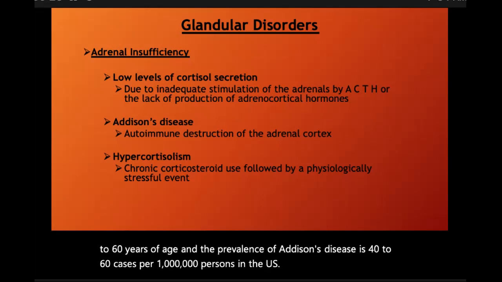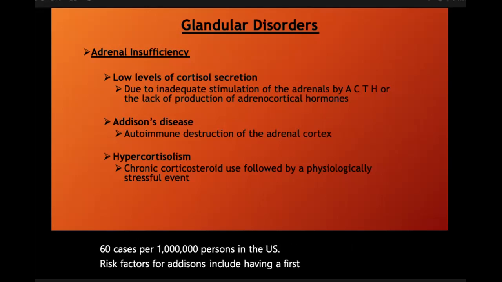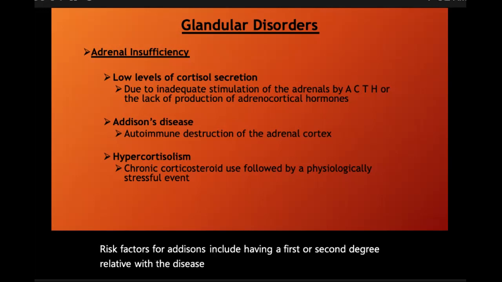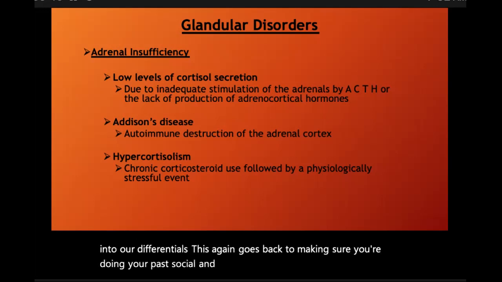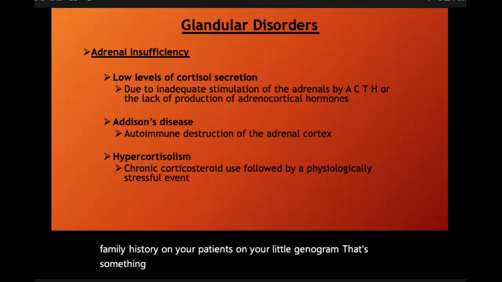Risk factors for Addison's include having a first or second degree relative with the disease. So genetically, if we have a patient with a family history of that, then we can definitely put that into our differentials. This again goes back to making sure you're doing your past social and medical history and family history on your patients. On your little genogram, that's something you would definitely want to include on a genogram.